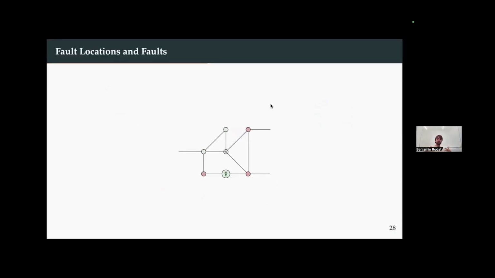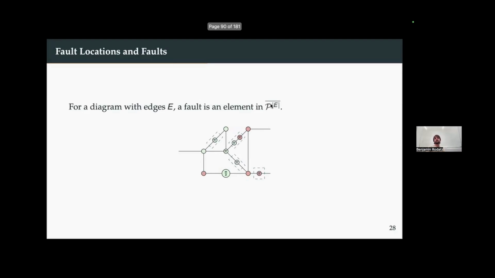Previously, we had Paulis in spacetime. Similarly, here we will have just Paulis, and in our case, the fault locations are the edges of the ZX diagram, and a fault on this diagram is a Pauli in the Pauli group to the number of edges that acts on some of these edges.